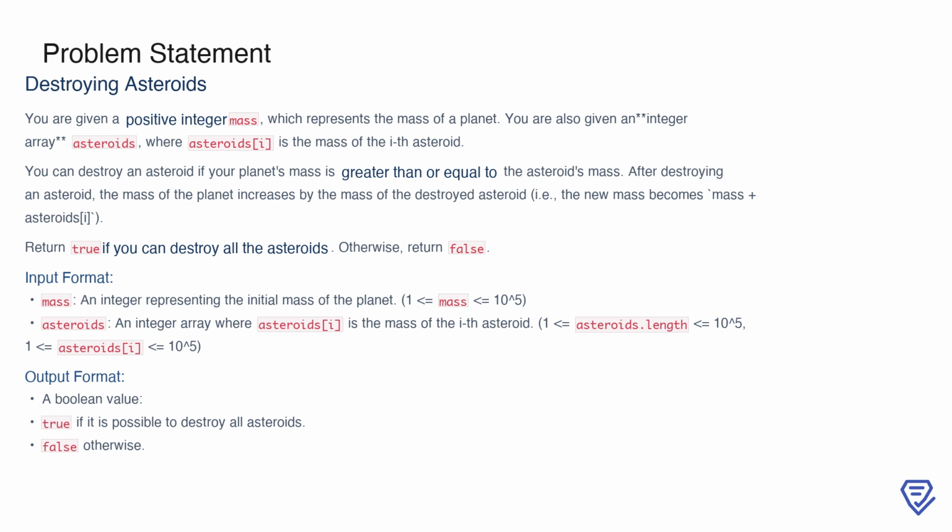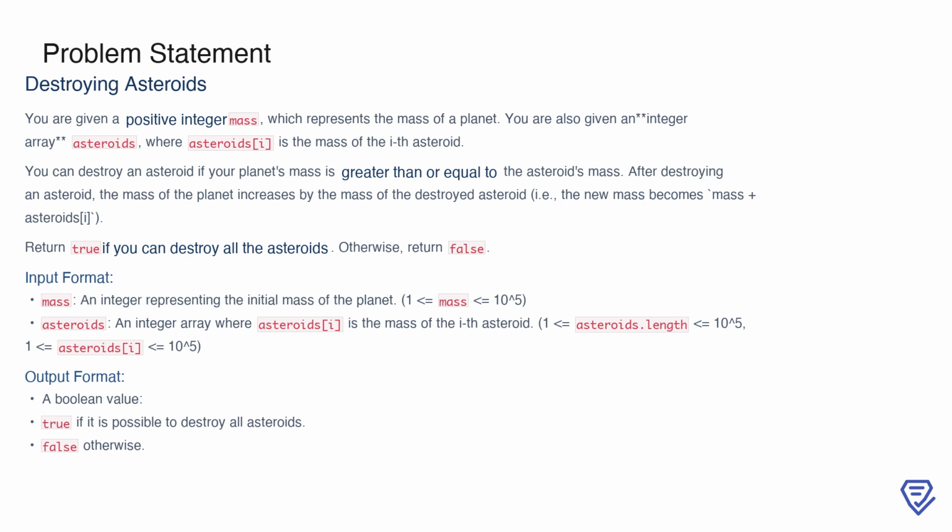path. The planet has an initial mass, represented as a positive integer mass. You are also given an array of asteroids, where each element represents the mass of an asteroid. The rule is simple: the planet can destroy an asteroid if its current mass is greater than or equal to the asteroid's mass. When an asteroid is destroyed, the planet's mass increases by the mass of that asteroid.